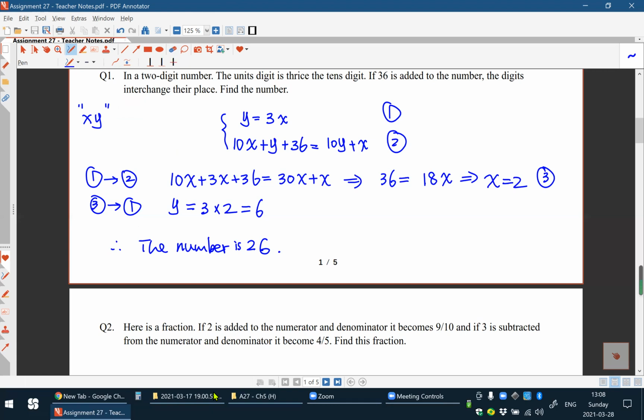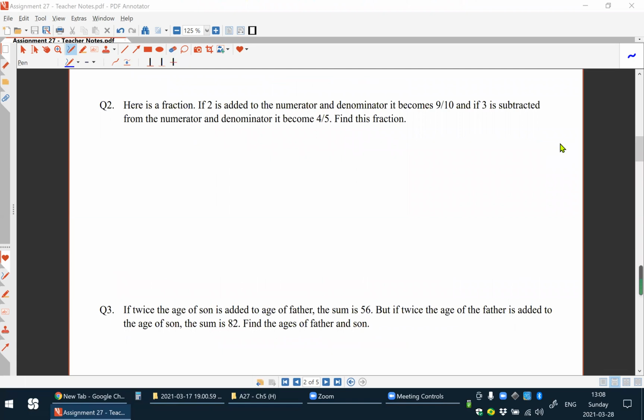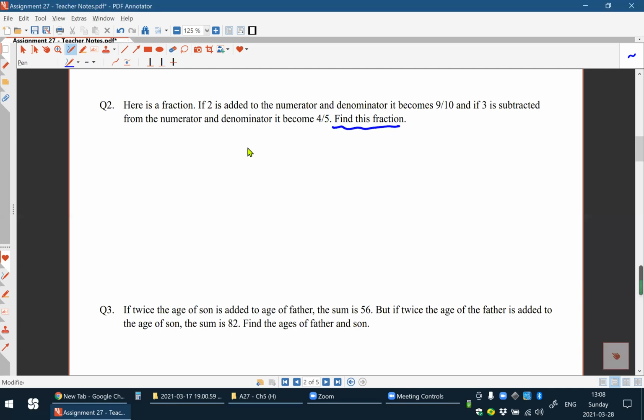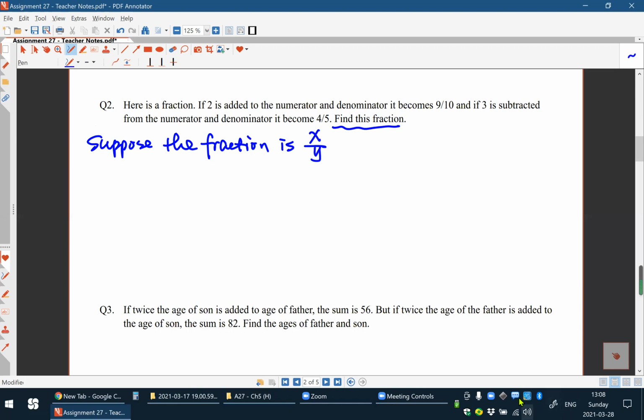Okay, let's see the next one. Question 2. Here's a fraction. If 2 is added to the numerator and denominator, it becomes 9 over 10. And if 3 is subtracted from the numerator and denominator, it becomes 4 over 5. Find this fraction. Suppose the fraction is x over y, and we need to solve for x and y.